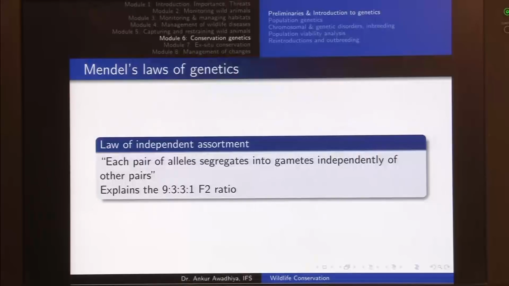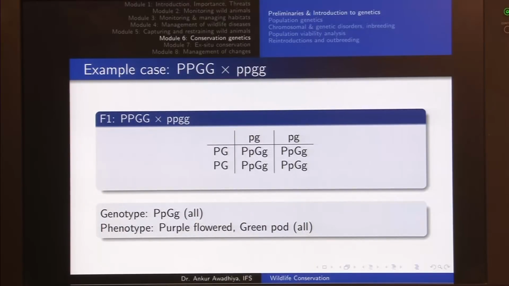The next law is the law of independent assortment, which says that each pair of alleles segregates into gametes independently of the other pairs, and this explains the 9:3:3:1 F2 ratio. Now what do we mean by this? Each pair of alleles segregates independently of the other.